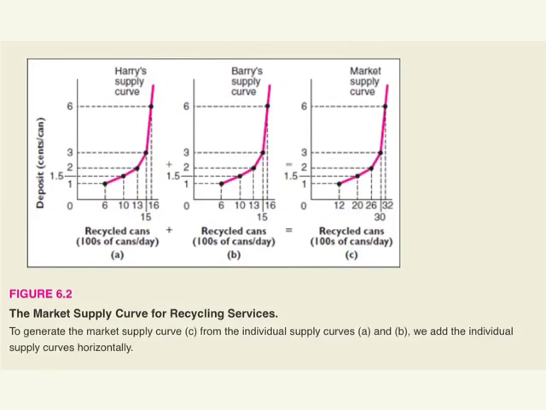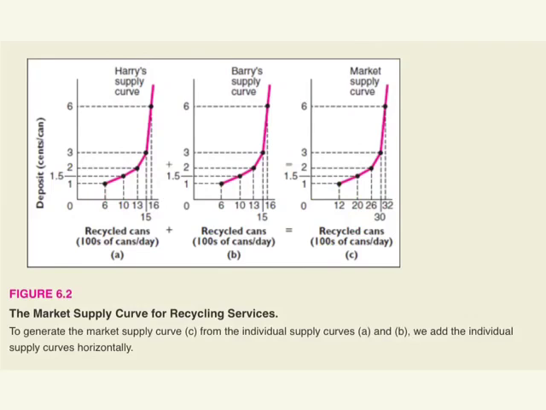At a price of 6 cents, they're each supplying 1,600 cans. When we look at what the market supply is, 3,200. And we did an example in class where we had 100 identical firms, or it could be 1,000. I think the text goes on to talk about 1,000 identical firms.